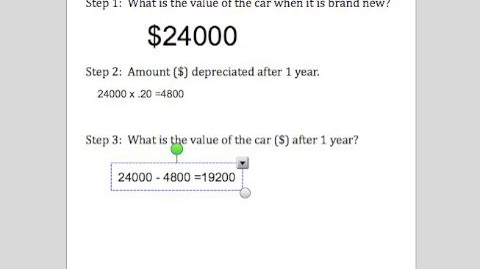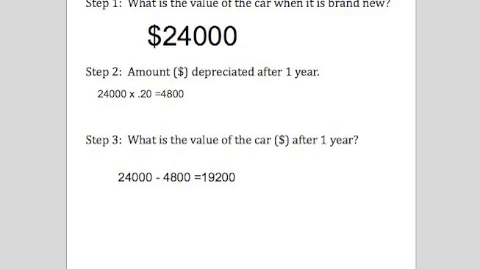All right. So step 1 asks you, what is the value of the car when it's brand new? Step 2 asks you the amount that is depreciated after 1 year, and we find that by taking the current value times the 20% that is depreciated. And then step 3 asks you, what is the value of the car after 1 year? So we're taking the original value, subtracting the amount that is depreciated, and so after 1 year, the car is now worth approximately $19,200. What we're going to do is use those values and put them in the table.